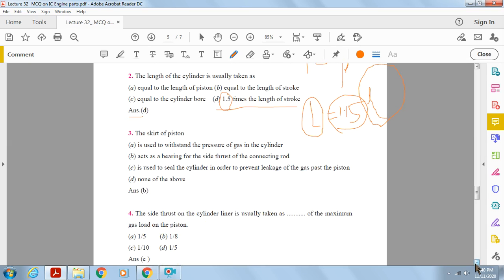Question number 3: the skirt of a piston, option A, is used to stand the pressure of gas in the cylinder. Option B, acts as a bearing for the side thrust of the connecting rod. Option C, is used to seal the cylinder in order to prevent leakage of the gas past the piston. Option D, none of the above. The correct answer is that the skirt behaves as a bearing to accommodate the side thrust of the connecting rod. So the correct option will be option B.